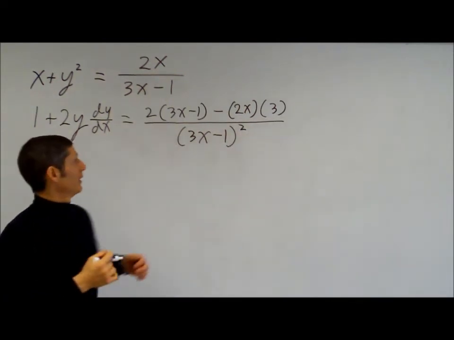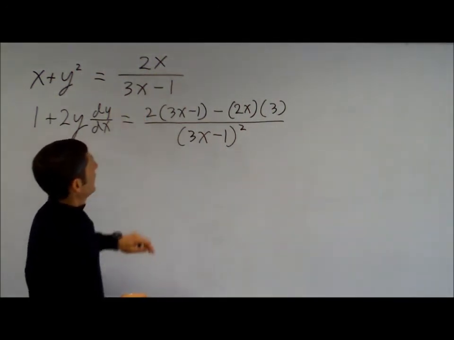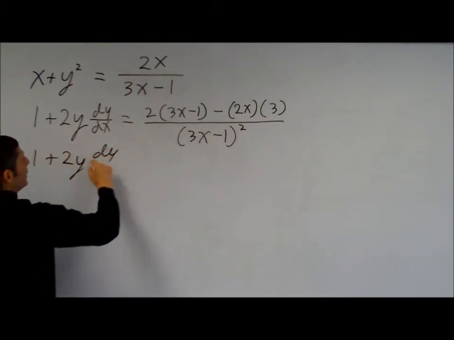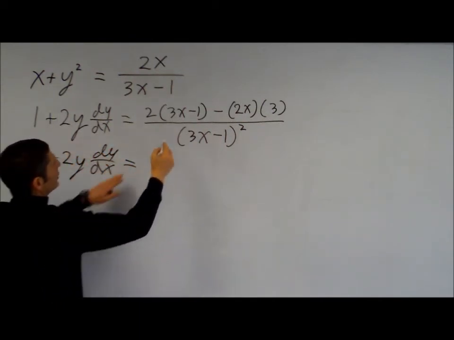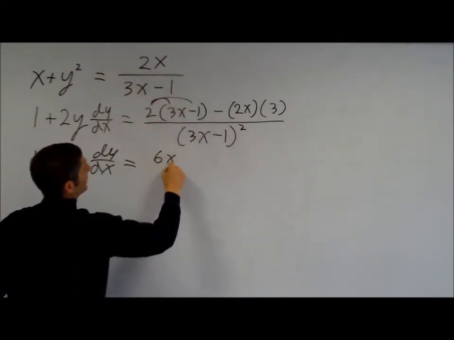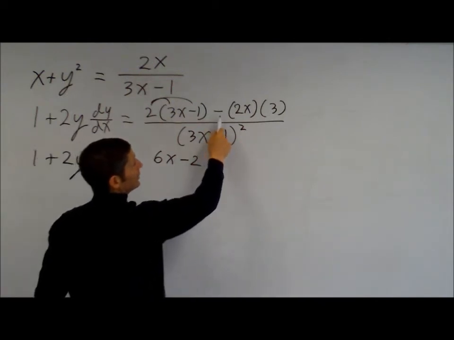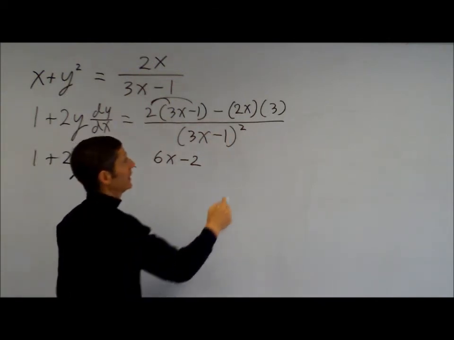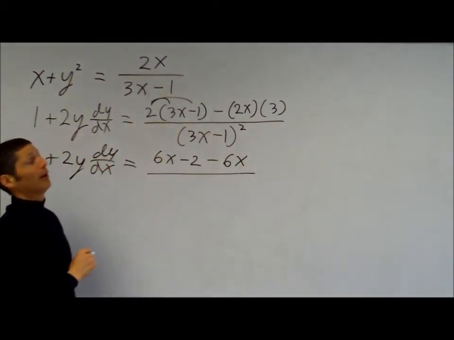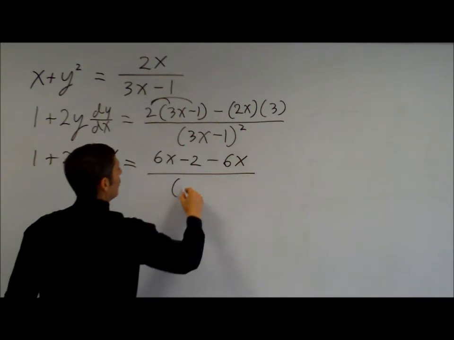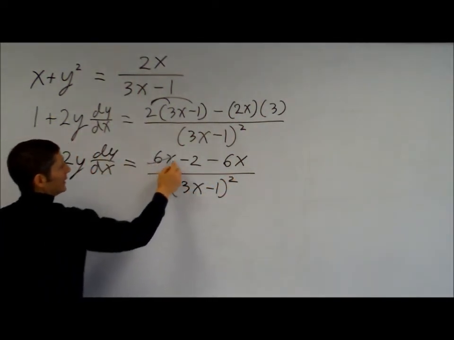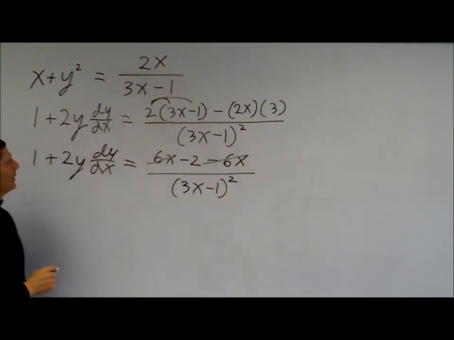Now all I have to do is simplify a little bit. So let's see if I can simplify this guy first on top. Let me just rewrite this. 1 plus 2y, dy dx equals, and I think I can just do a little distributing there. So I have 6x minus 2. This is really a minus 2x times 3, so that's minus 6x. Wow, this is going to be nice. Over 3x minus 1 squared. So I have a 6x and a minus 6x. Isn't that fun? I love doing that.